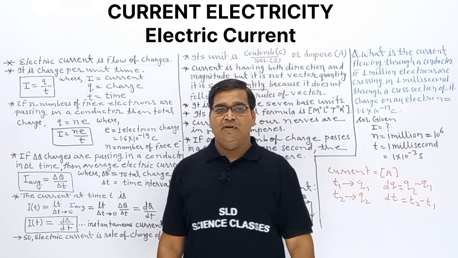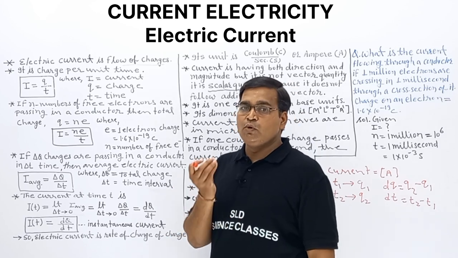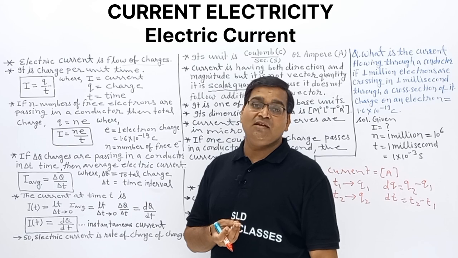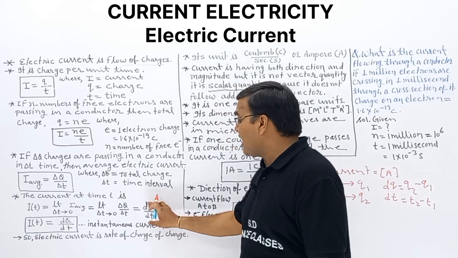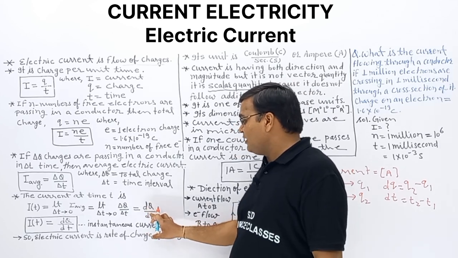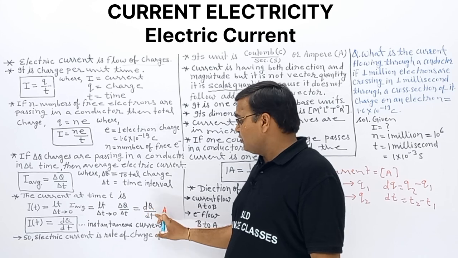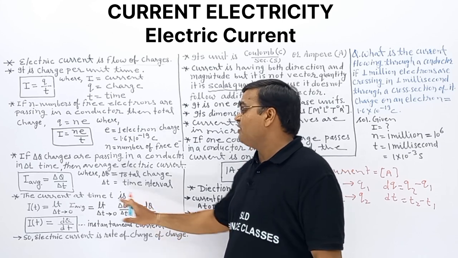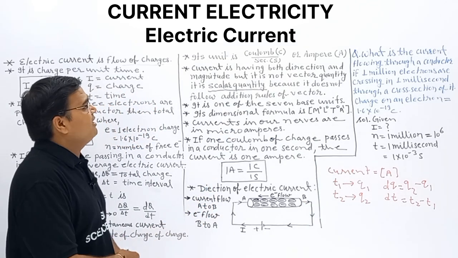But you are all in the 12th standard, so you know the basics of differentiation and integration. So d by dt is the differentiation of charge with respect to t. If we have charge, then we differentiate it with respect to t, and then we can find the instantaneous current.